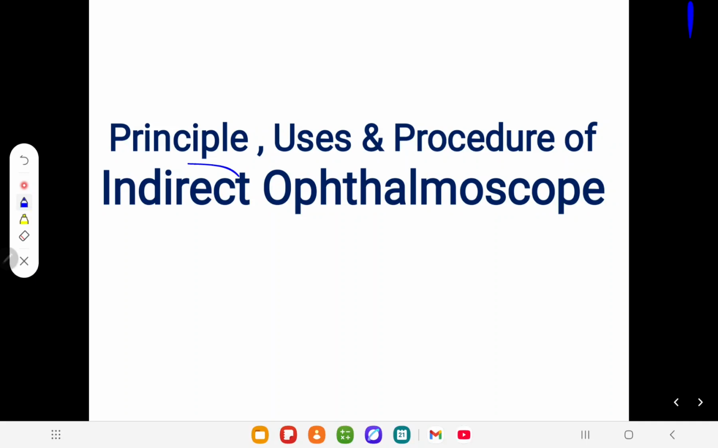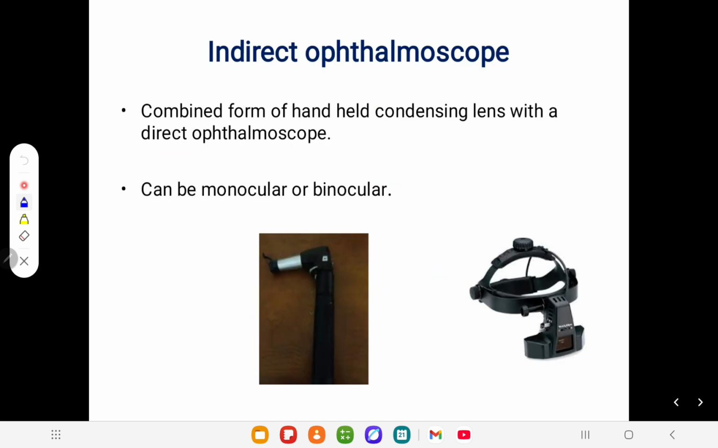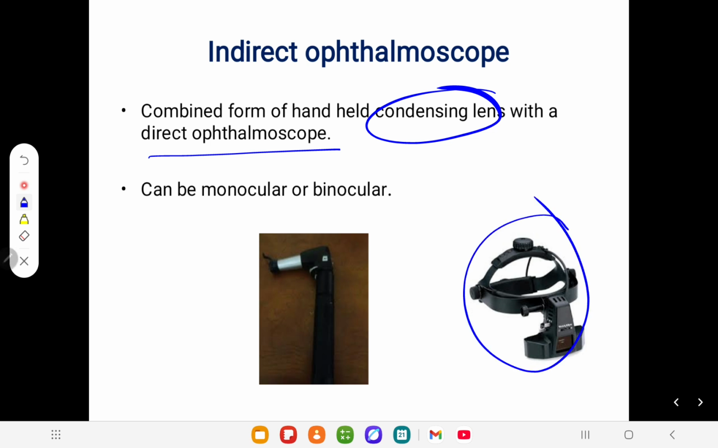We are going to discuss indirect ophthalmoscopy. Sometimes we call it IND. I don't know the short forms, but it's definitely indirect ophthalmoscopy. So indirect ophthalmoscopy means the combination of a condensing lens with the direct ophthalmoscope, or maybe with the slit lamp, or maybe with the headband, and there are many things.